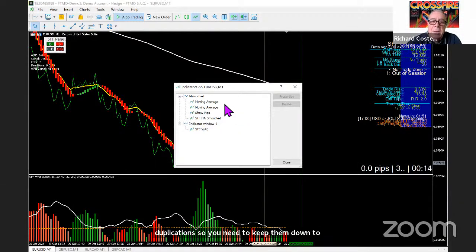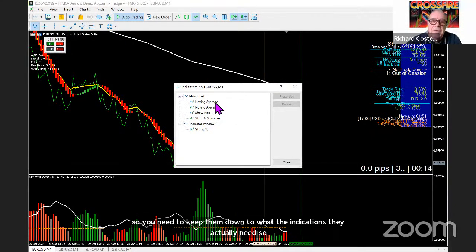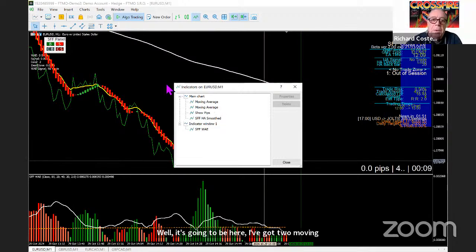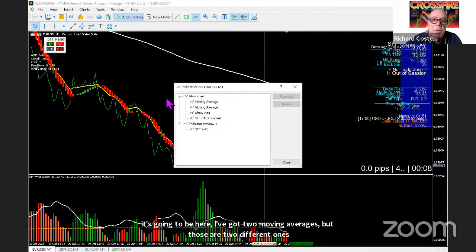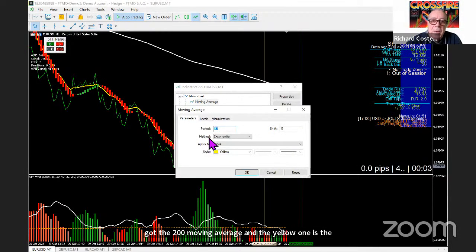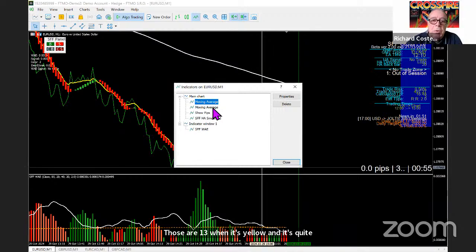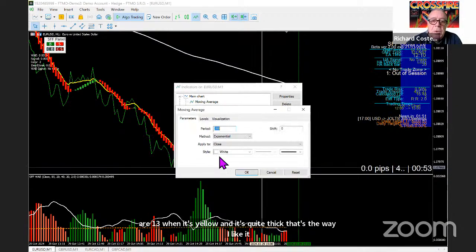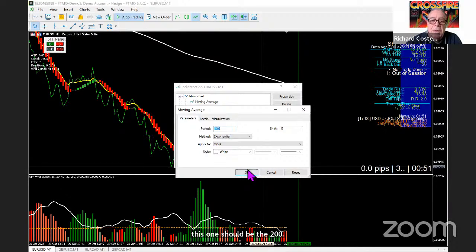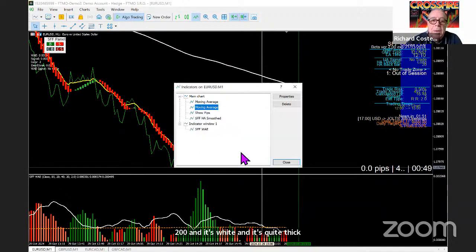So whilst I'm here, I've got two moving averages, but those are two different ones. You've got the 200 moving average, and the yellow one is the 13. So again, I'll just double click on that. There's the 13, and it's yellow, and it's quite thick. That's the way I like it. This one should be the 200, and it's white, and it's quite thick. Again, that's the way I like it.